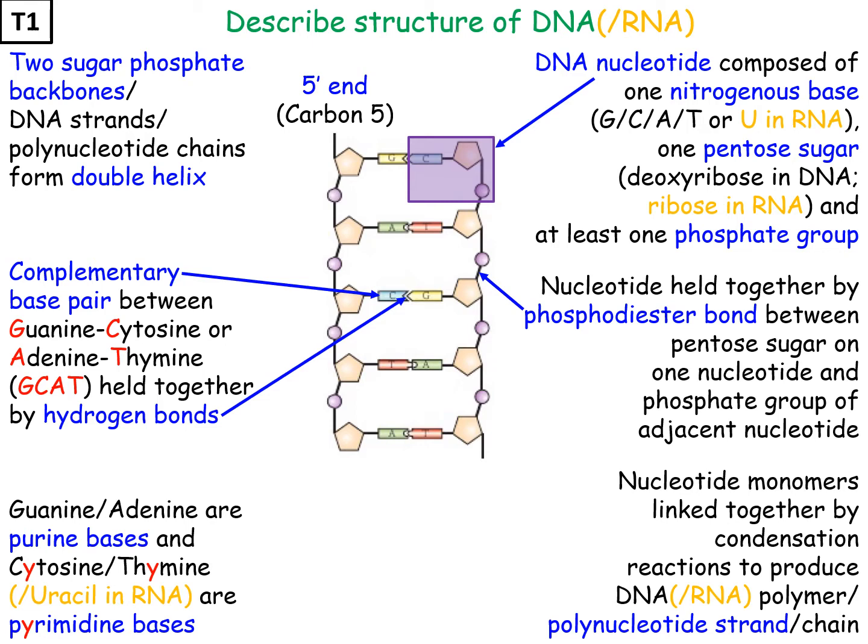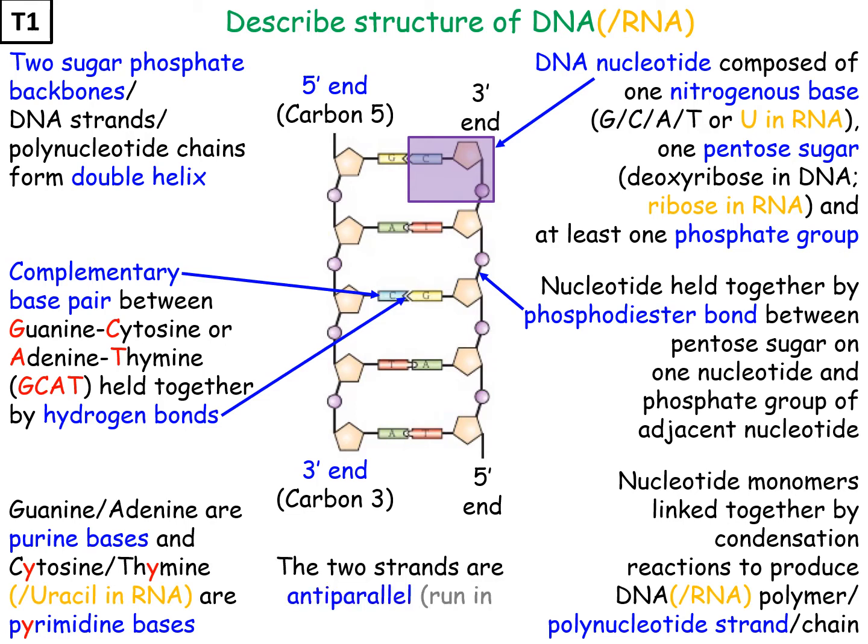Now when we look at the DNA structure, it has a 5' end, and this is the end where there's the carbon 5, and the other end of the strand is the 3' end, where you've got the carbon 3 sticking out. When we look at the other strand, or the opposite strand, the 5' end is at the opposite side. That means that the two strands are antiparallel. They run in opposite directions to each other. That's really important if you have to draw the structure of DNA.